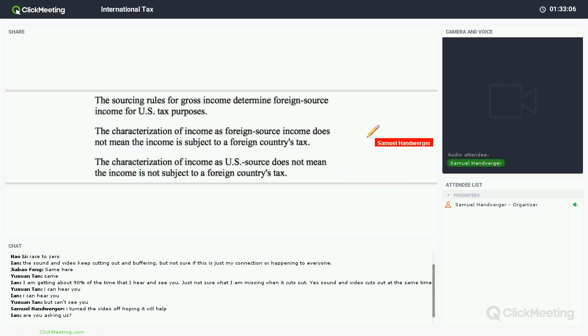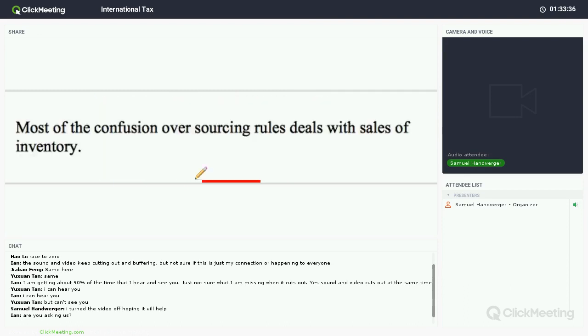We know the sourcing rules for gross income determine the foreign source income for U.S. tax purposes. We've learned that. Characterization of income as a foreign source income does not mean the income is subject to a foreign country's tax, but the source is important for the foreign tax credit limitation here in the United States. So these two sentences should be understood at this point: the sourcing rules do not necessarily mean that's where it's going to be taxed, but it's certainly important for the foreign tax credit.